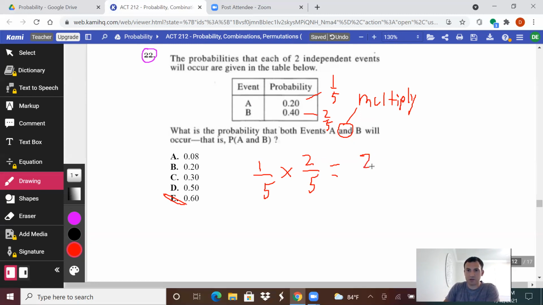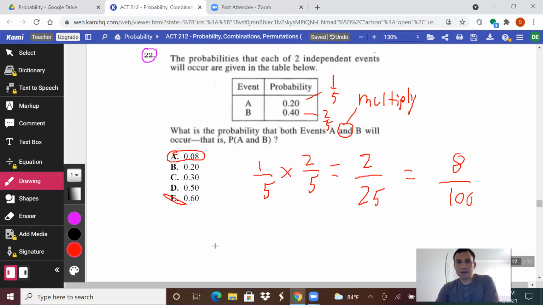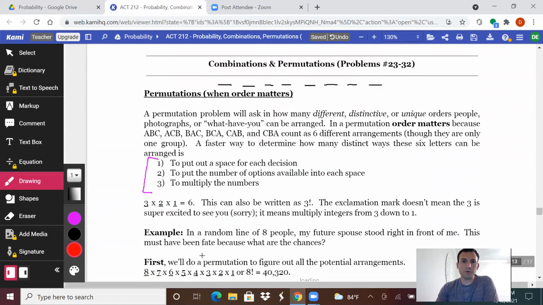So anyway, this is 2 out of 25, which is really 8%. If we multiply this by 4, it's the same as 8 over 100, or 8%. Okay, so that's the first half. Let's quickly go through the second half.